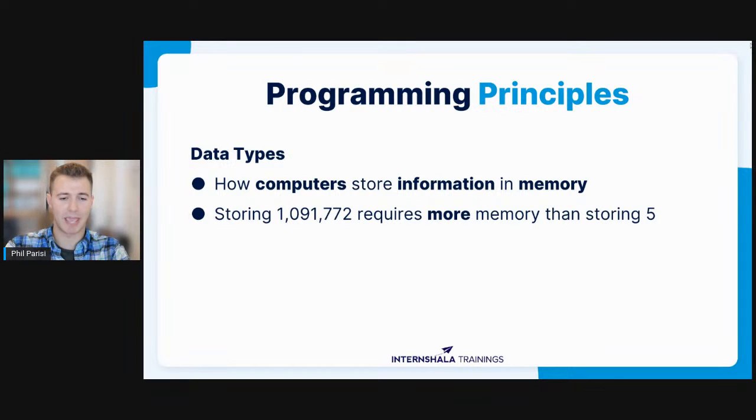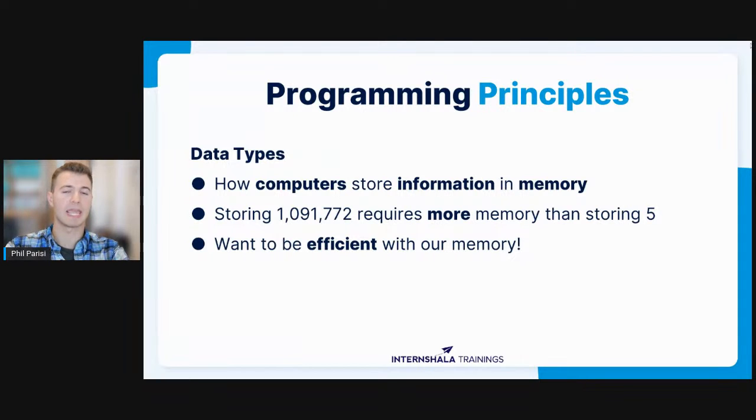Naturally, you could imagine that storing the number 1,091,700 and something would require more memory than just storing the value of 5. There's more information to the 1 million number, right? It even takes us longer to write it down. It takes up more space on a piece of paper. Our computers need more space to store that information. In general, we aim to be efficient with our memory.